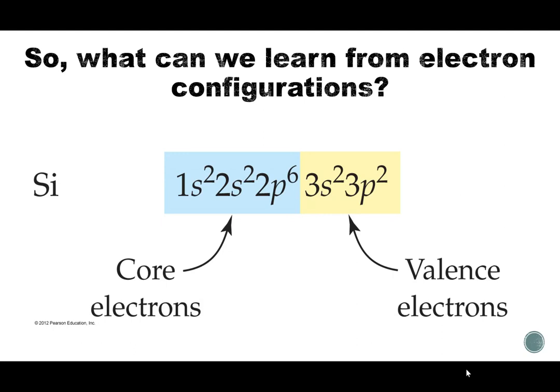Then we talked about what can we learn from electron configuration. So we talked about core electrons versus valence electrons. And for us, the valence electrons piece is going to be the most important. So what electrons are available for bonding? Valence electrons. Where do we find valence electrons? We find them in the highest energy level, or that outermost shell in an orbital.